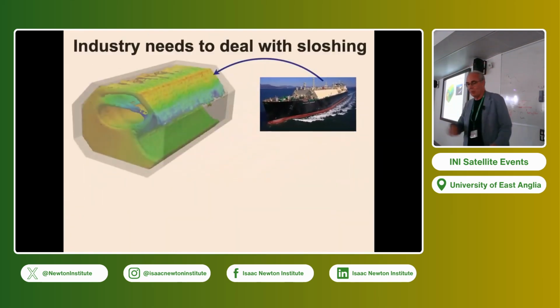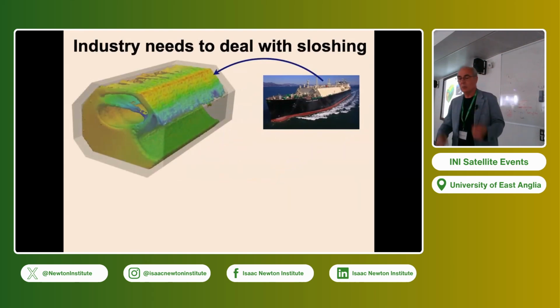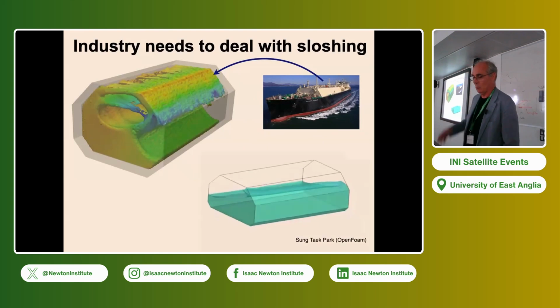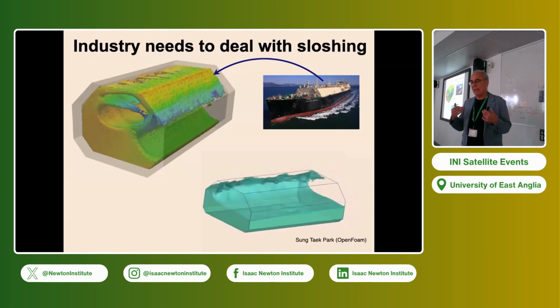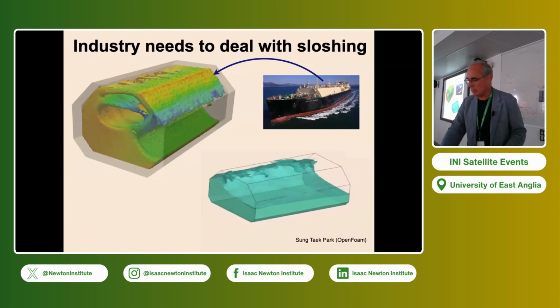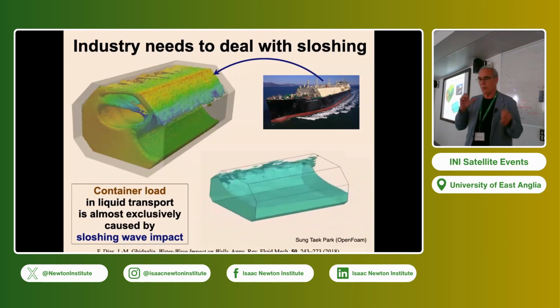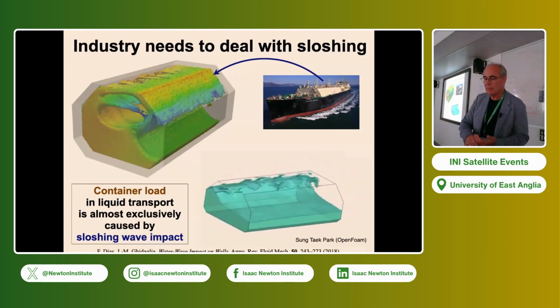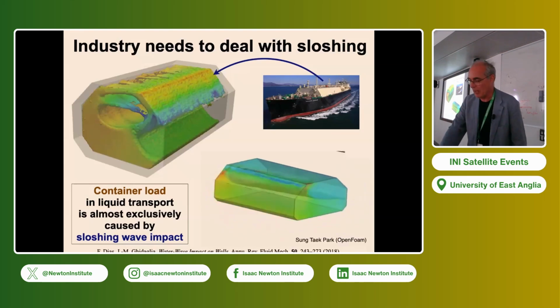And as Louis Diebold just very nicely introduced, the industry needs to deal with sloshing. Sloshing is the going back and forth of the liquid inside these huge tanks. It has been shown that the container load experienced in these huge containers, 40 by 40 by 40 meters, is almost exclusively caused by sloshing wave impact.